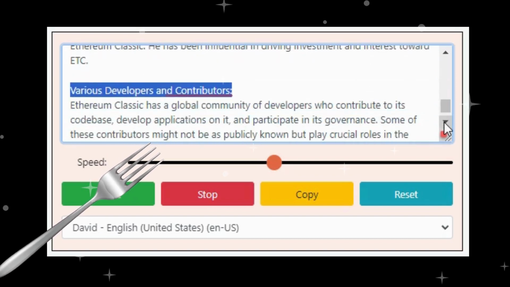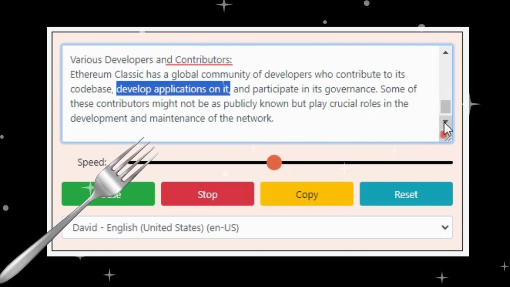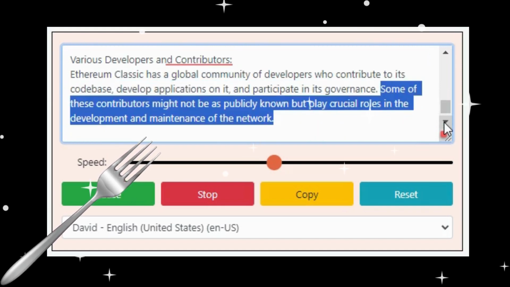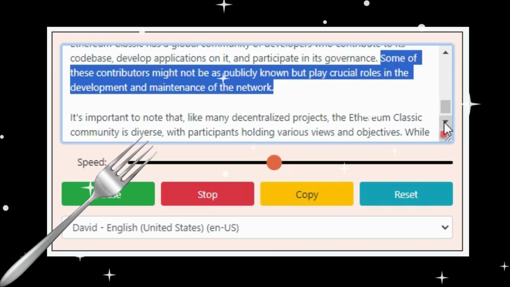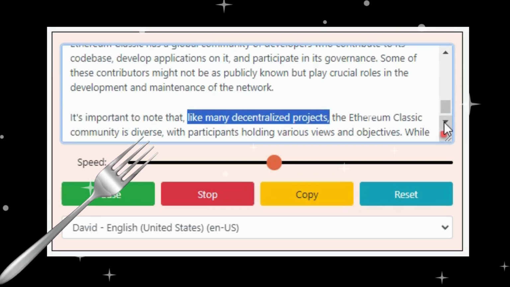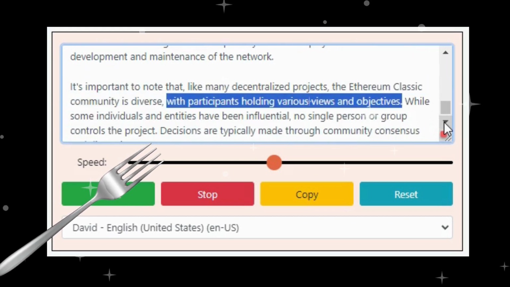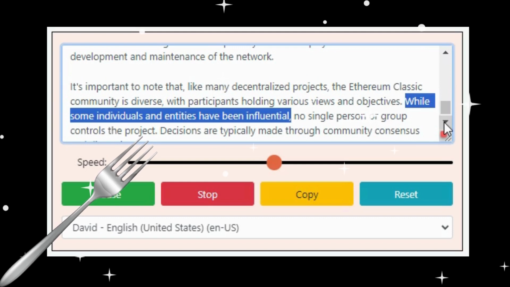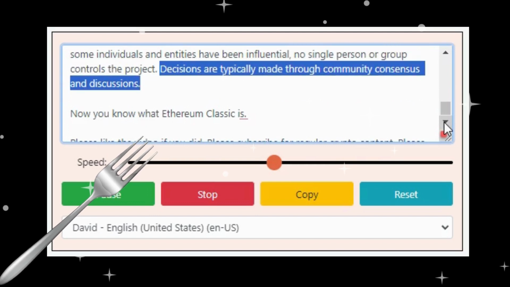Various developers and contributors. Ethereum Classic has a global community of developers who contribute to its code base, develop applications on it, and participate in its governance. Some of these contributors might not be as publicly known but play crucial roles in the development and maintenance of the network. It's important to note that, like many decentralized projects, the Ethereum Classic community is diverse, with participants holding various views and objectives. While some individuals and entities have been influential, no single person or group controls the project. Decisions are typically made through community consensus and discussions.